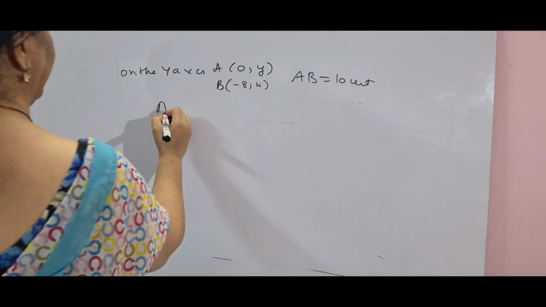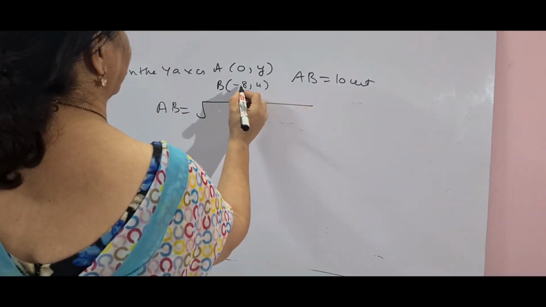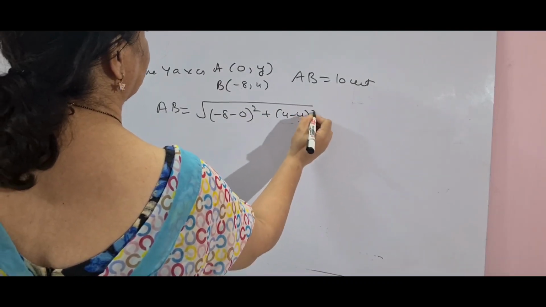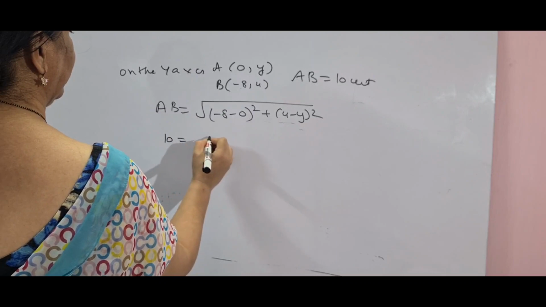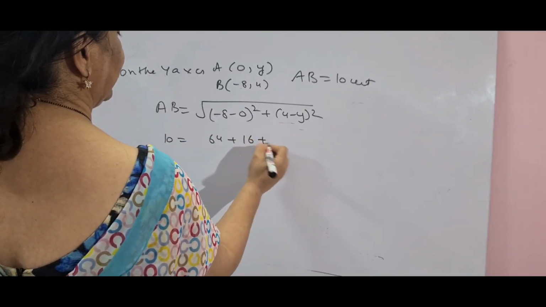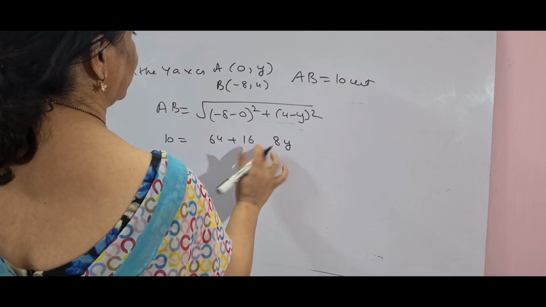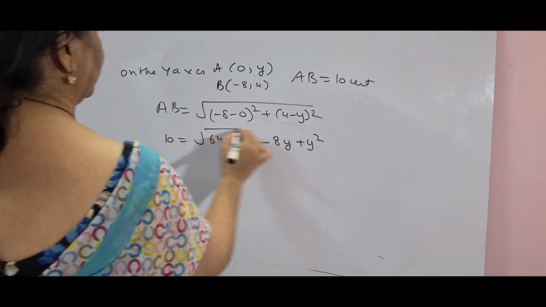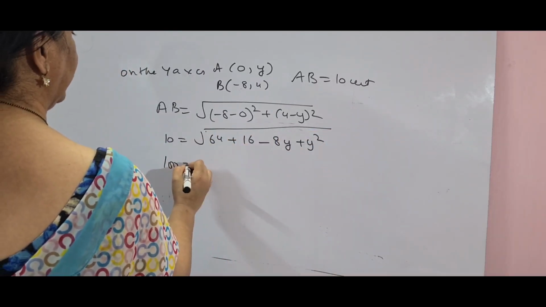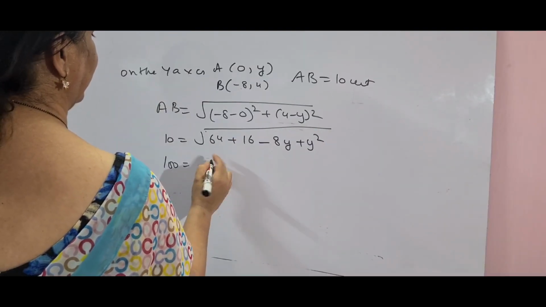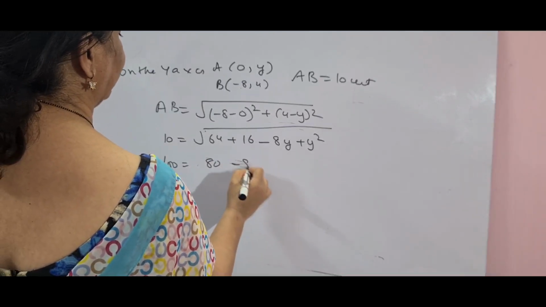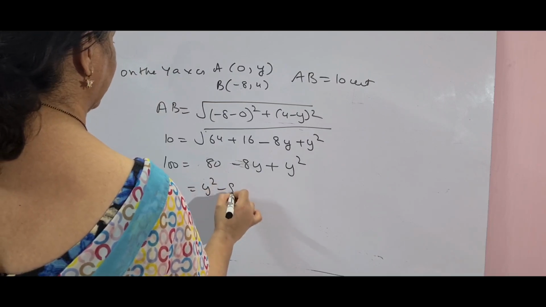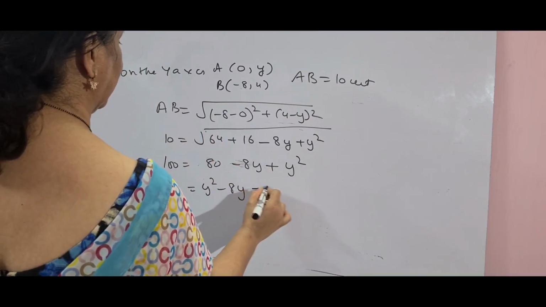So you know what to do. AB is equal to the square root of (minus 8 minus 0) whole square plus (4 minus y) whole square. In place of AB you put 10. So this will be 64 plus 16 plus 2 fours are 8y, since it is minus, so minus 8y plus y square. Again, squaring both sides because you have to eradicate the root. So 100 is equal to 64 plus 16, that is 80, plus minus 8y plus y square. You are left with y square minus 8y, and 100 will go to that side, minus 20.